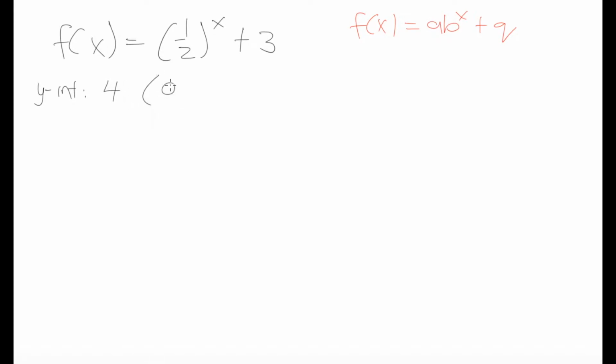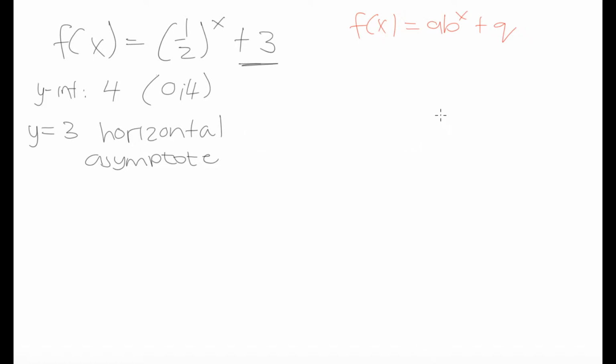That means the coordinate of our y-intercept is going to be when x is equal to 0 and y is equal to 4. Then another thing that we can figure out just by looking at this function is that our horizontal asymptote is going to be y is equal to 3. You'll remember from our last video that we could determine the horizontal asymptote as y is equal to q, and in this case our q is 3. So y is equal to 3 is our horizontal asymptote.